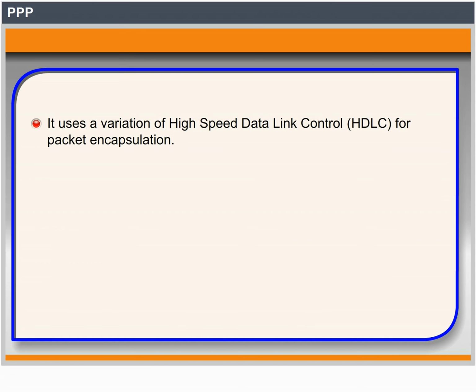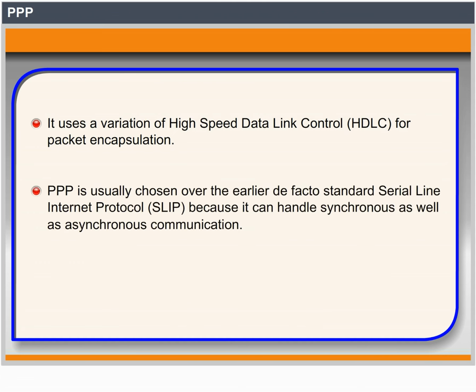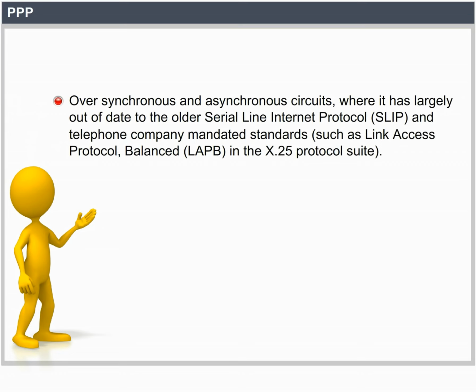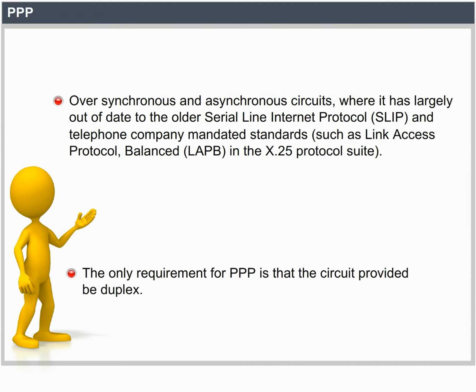PPP is usually preferred over the earlier de facto standard serial line Internet protocol or SLIP because it can handle synchronous as well as asynchronous communication. PPP can share a line with other users and it has error detection that SLIP lacks. Over synchronous and asynchronous circuits, it has largely superseded the older serial line Internet protocol or SLIP and telephone company mandated standards such as Link Access Protocol, Balanced or LAPB in the X.25 protocol suite. The only requirement for PPP is that the circuit provided be duplex.